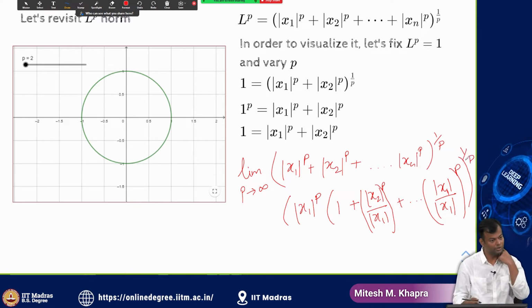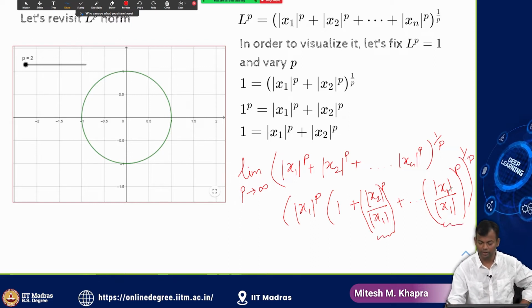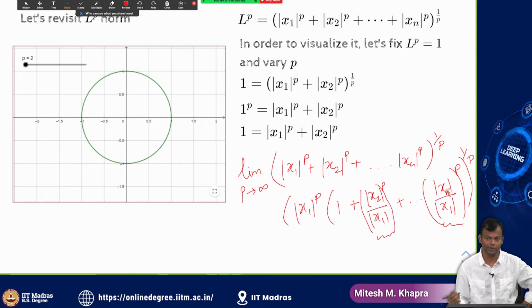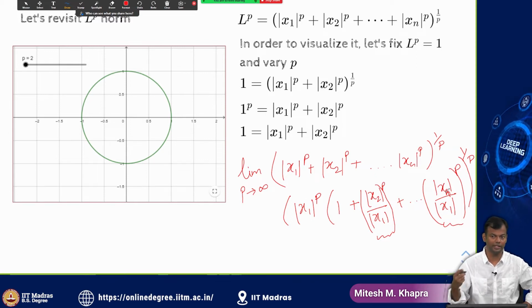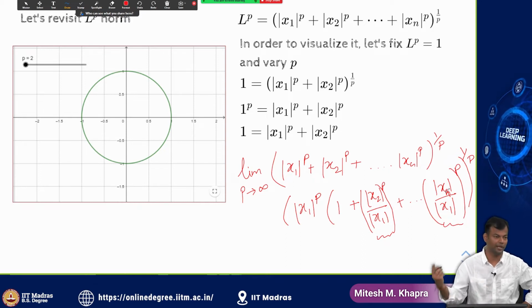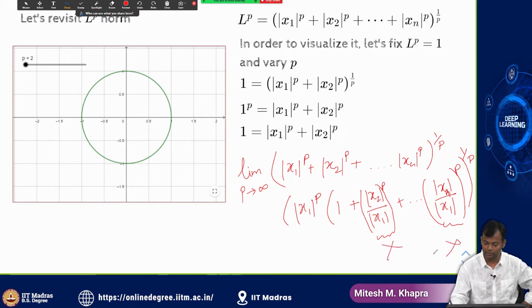Now as p tends to infinity, each of these quantities is actually less than 1, because x1 is the largest value. So all the other quantities divided by x1 are going to be less than 1. So if you raise them to the power of p, and p tends to infinity, then all of these terms will disappear.